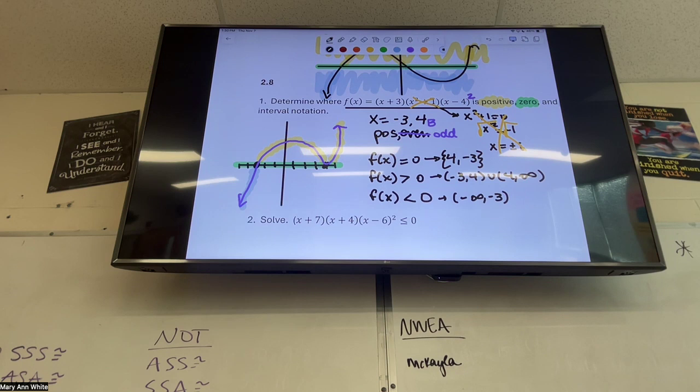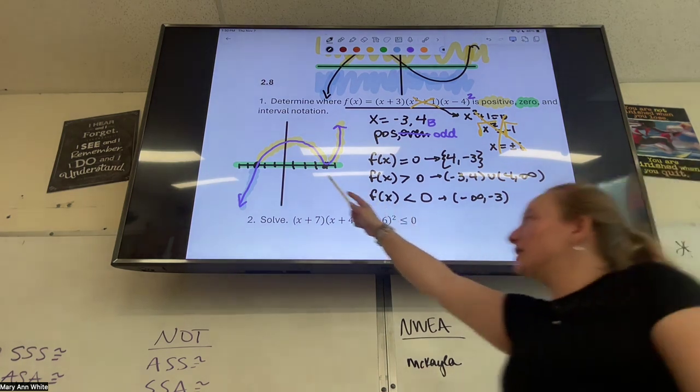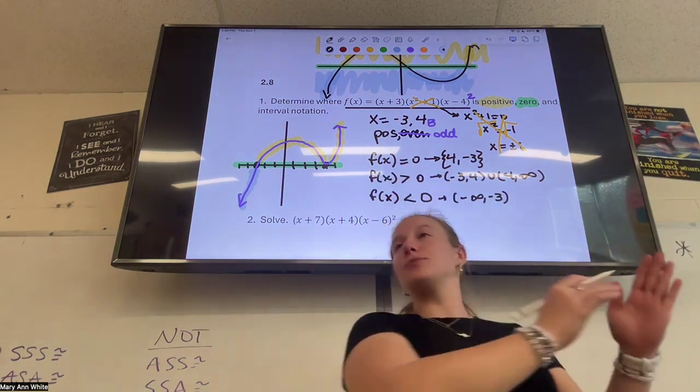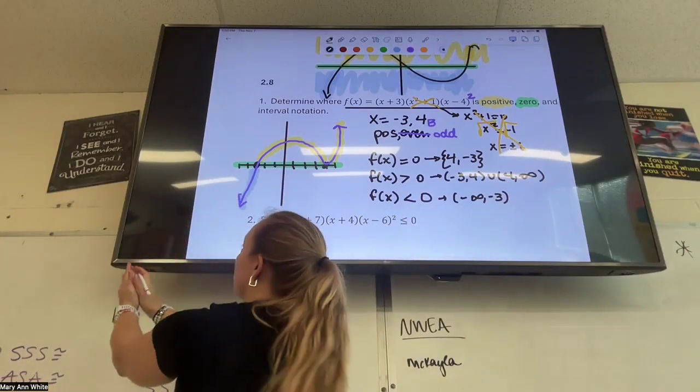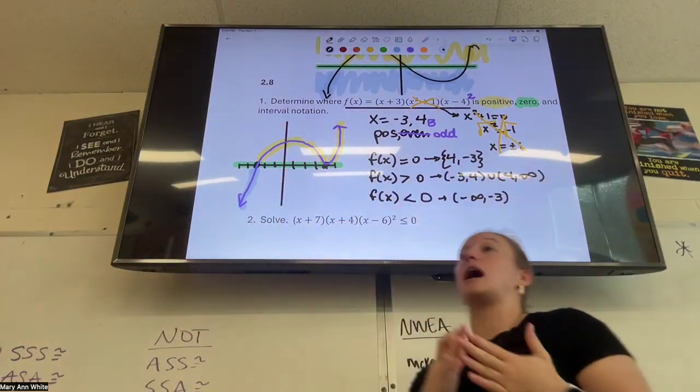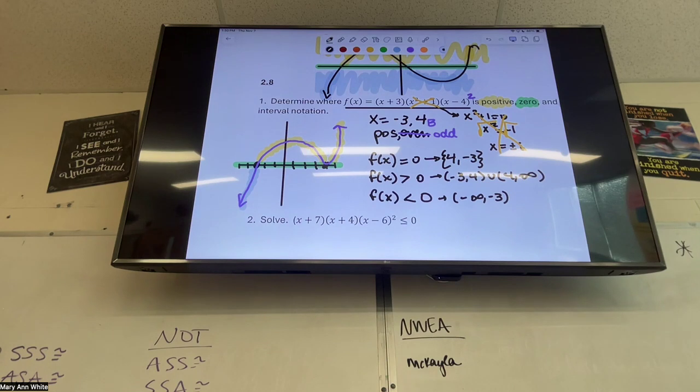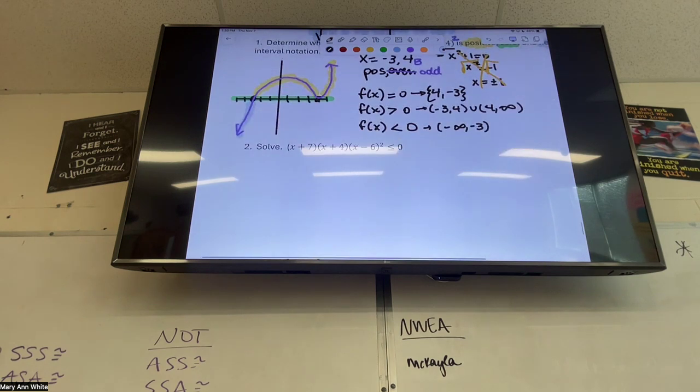So even though in our heads we're like, oh, we started here and then we went that way, I like to read from left to right. So technically we're starting here where it's really negative, and then I come up and then I stop at -3. All right, that's most of today. Is everybody doing okay with that? Let's keep going. What about the next one?